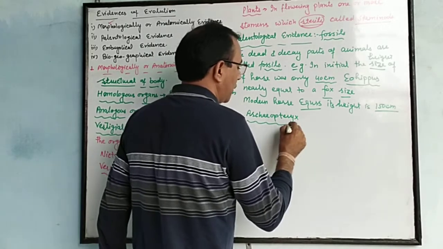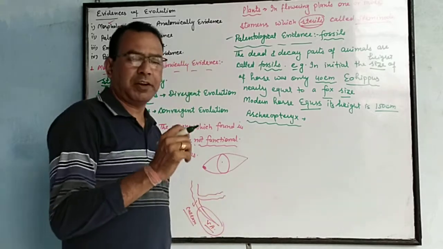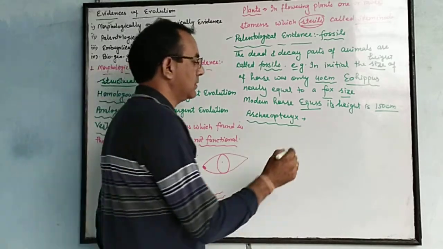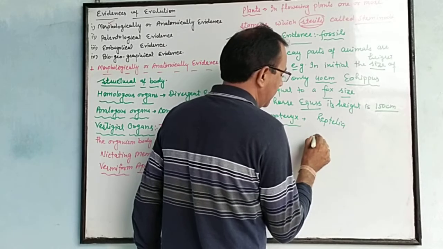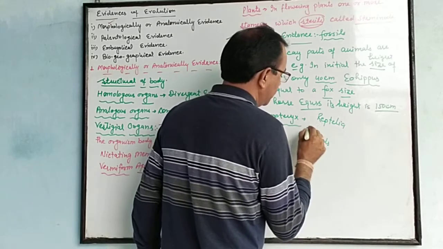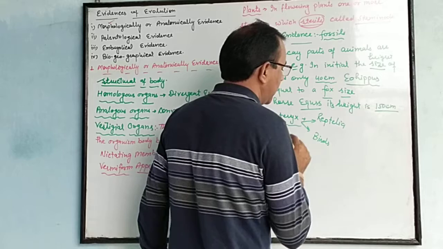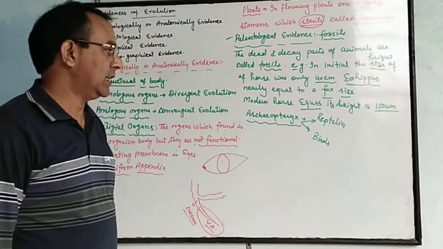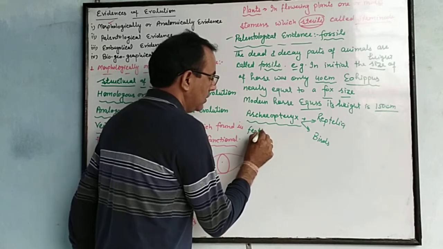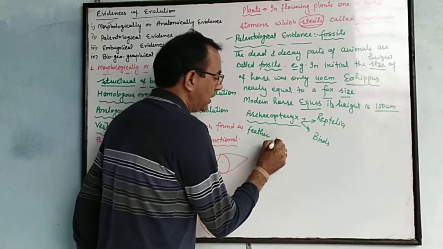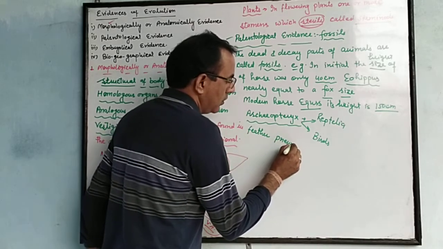Archaeopteryx is an organism which is the interlink between the reptilia and birds. This organism contains both the properties of reptilia as well as birds. It has feather with pneumatic bone.